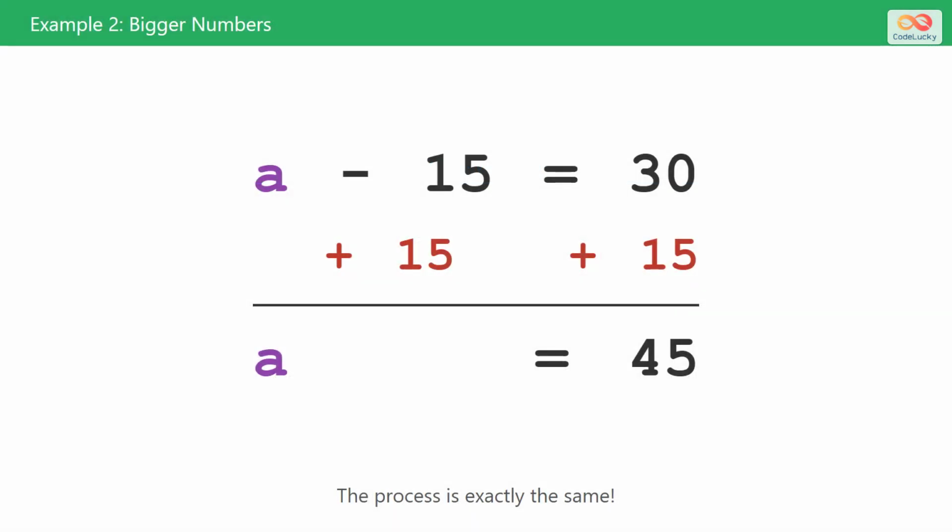Let's try with larger numbers. a - 15 = 30. We identify the minus 15. To undo it, we add 15 to both sides. 30 + 15 equals 45, so a = 45.